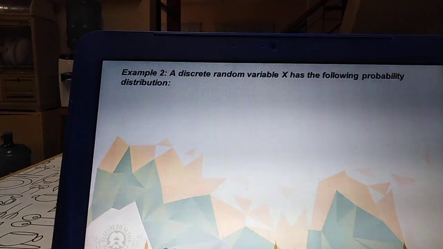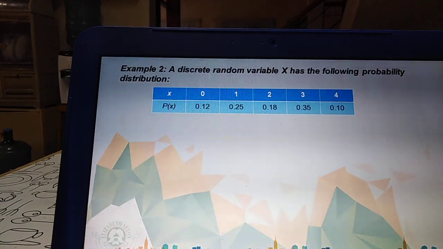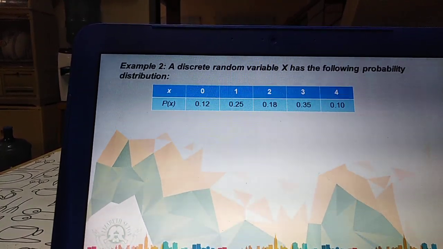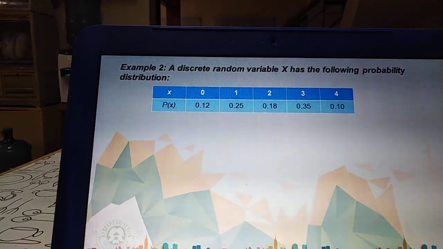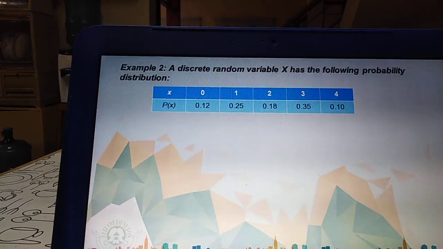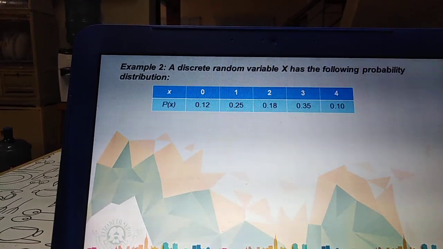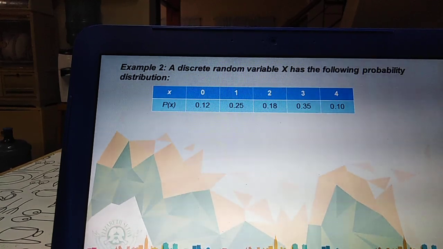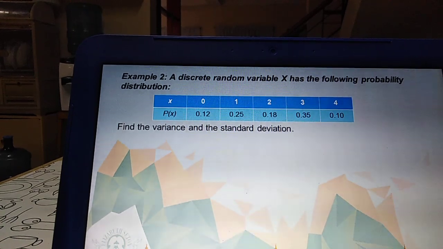Let us look at the second example. You're given the discrete random variable X with the following probability distribution. So the random variables are 0, 1, 2, 3, 4. The probability for 0 is 0.12. Probability for 1 is 0.25. Probability for 2 is 0.18. Probability of 3 is 0.35. And the probability for 4 is 0.10. You are again to find the variance and the standard deviation.